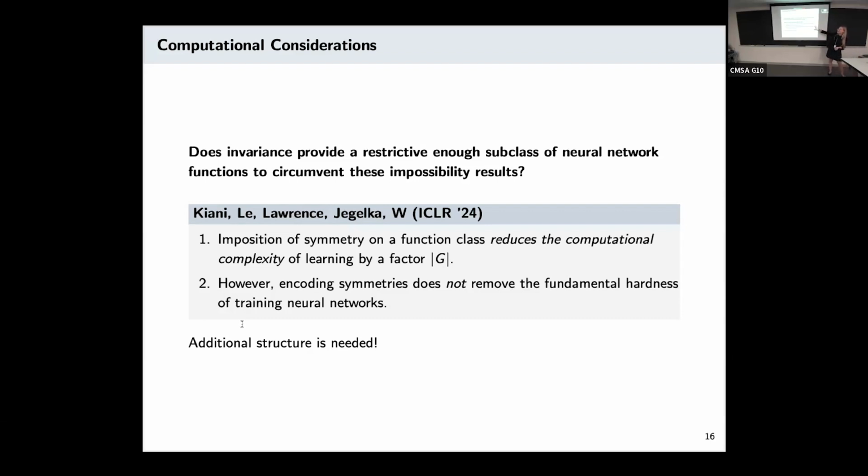So the two key findings here: we get this reduction in the complexity by a factor that's proportional to the size of the group, but just by encoding symmetries as an inductive bias, we can't overcome this fundamental hardness. So we're still in a setting where we have an exponential time dependency on sensitivity. The conclusion from that, which we will revisit in the second part of the talk, is that we need some additional structure. Merely encoding symmetries is not going to be enough. We have to think about what other structure we might have and how that could help us make more progress here and maybe reduce the complexity further.